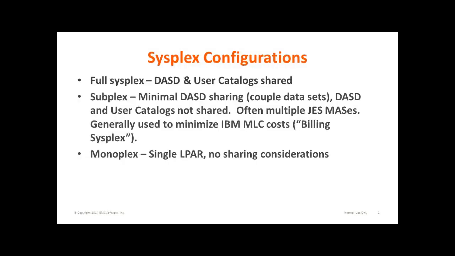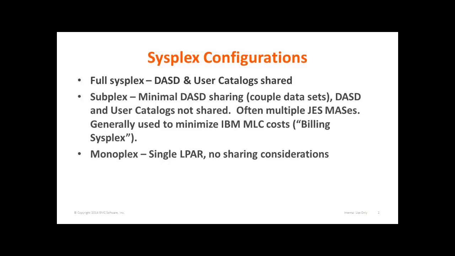There are generally two types of Sysplexes which may occur. The most common is a Sysplex where all DASD and catalogs are shared, so that all LPARs can access a single shared RTCS subsystem system registry. We call this a full Sysplex.